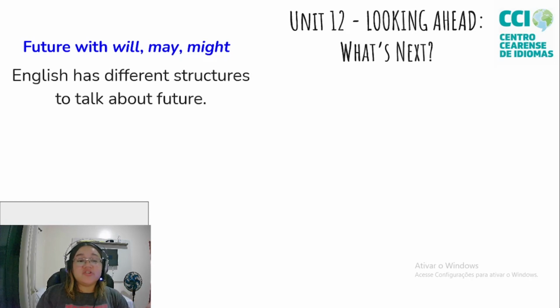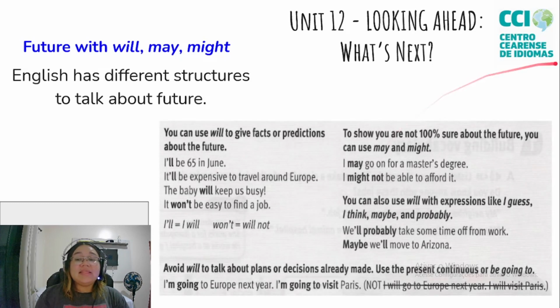English has different structures, right, to talk about the future. And these are the structures. So we use will when we're talking about facts or making predictions about the future. If I say, I will be 65 in June, that's a fact because we all grow older. We all age, right? So I can say, I will be 20 in June. It's a fact. But you can make predictions about the future as well if you know that they are true.